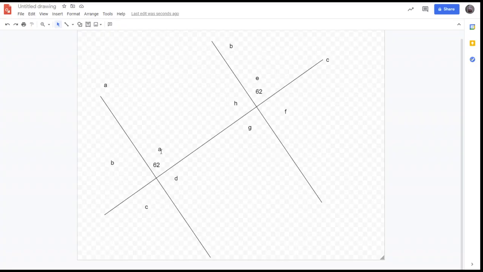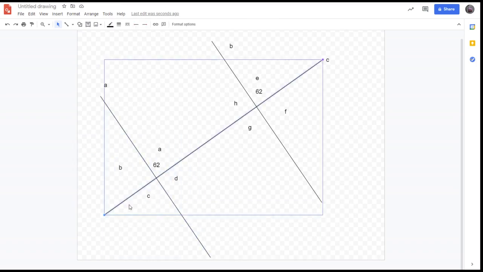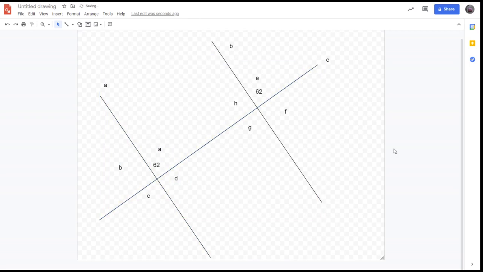The second way of measuring angles on a transversal line is via vertically opposite angles. So vertically opposite angles, for example, A and C, are opposite each other on one part of the transversal, on one parallel line on the transversal. So for example, A and C are vertically opposite.